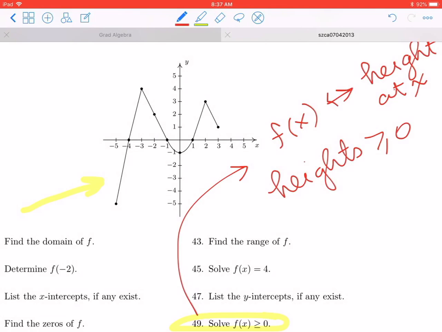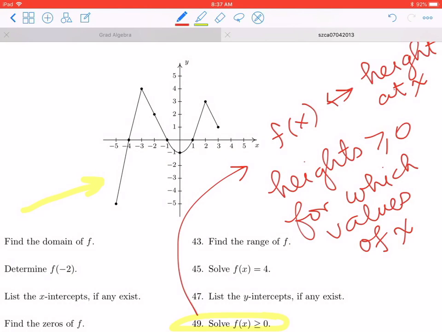And you solve it for saying for which values of x. Does that make sense? So that's how you try and reinterpret what's happening here. So looking at this graph, when are the heights bigger than or equal to 0?